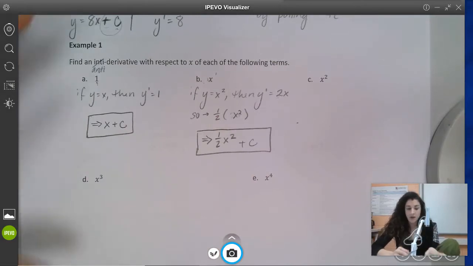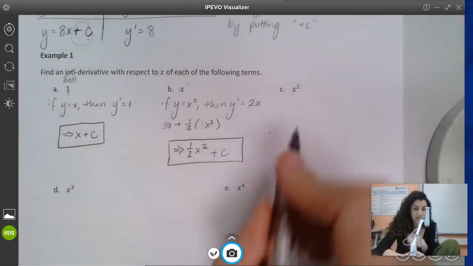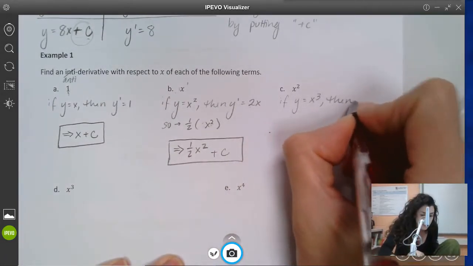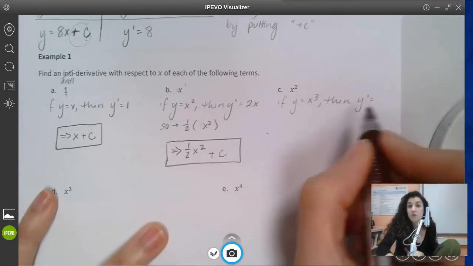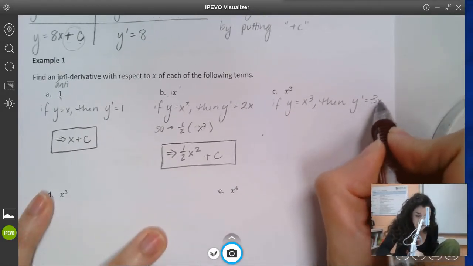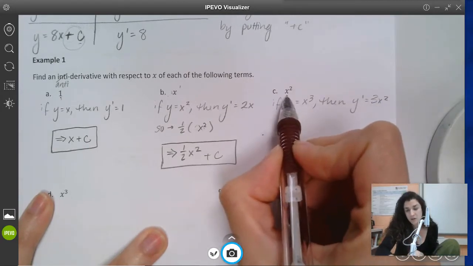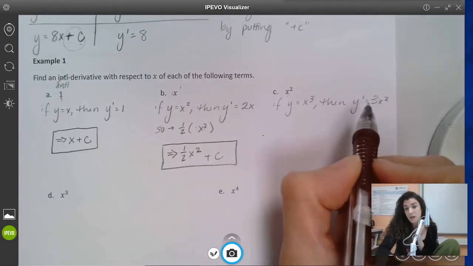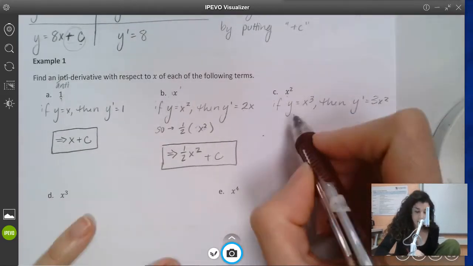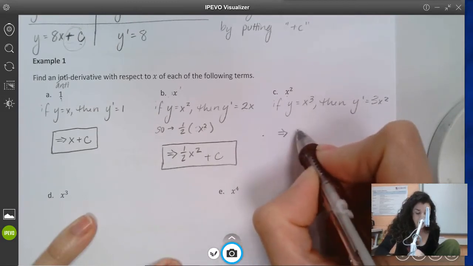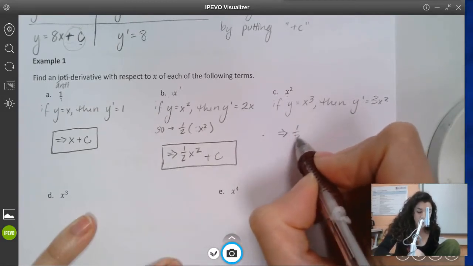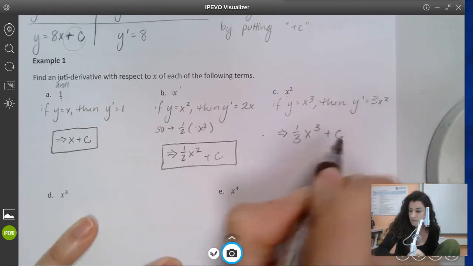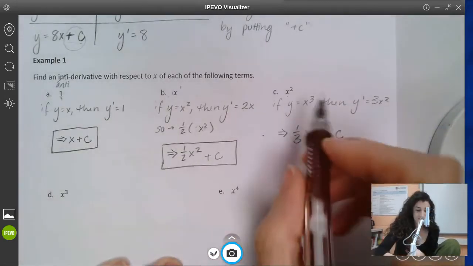All right, so let's try it again. We've got x squared. And again, we would say, okay, well, if y was equal to x cubed, then the derivative of that guy would be 3x squared. But the derivative is x squared. So we don't want 3 out here. We want just 1. So we're going to find a third of this guy. Our integral, our antiderivative, is 1/3 of this, plus c.